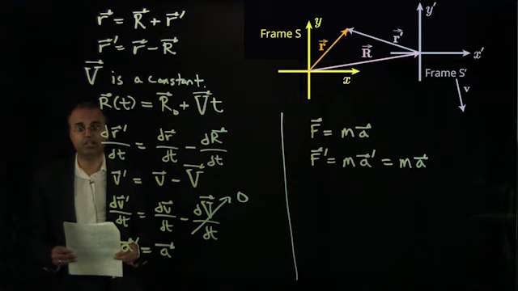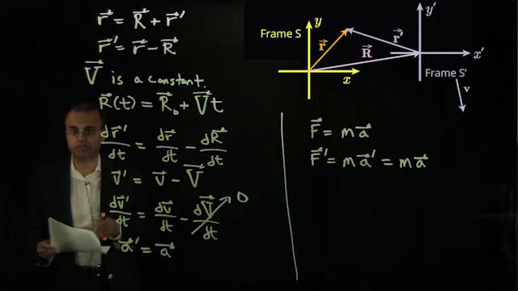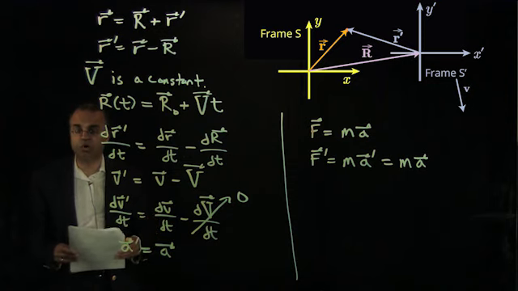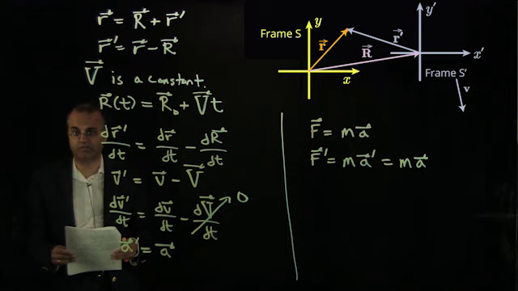What this means is that you're always free to transform from one inertial frame to another. And what that means is that you can always transform to another frame that is moving at constant velocity with respect to an original inertial frame.